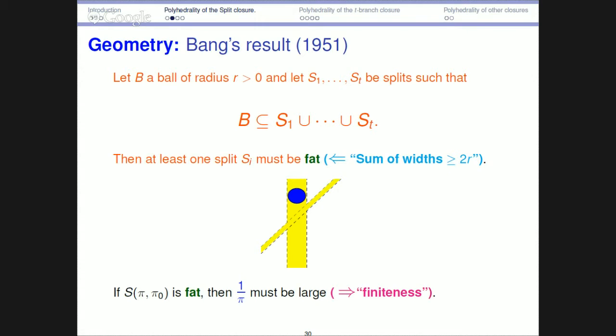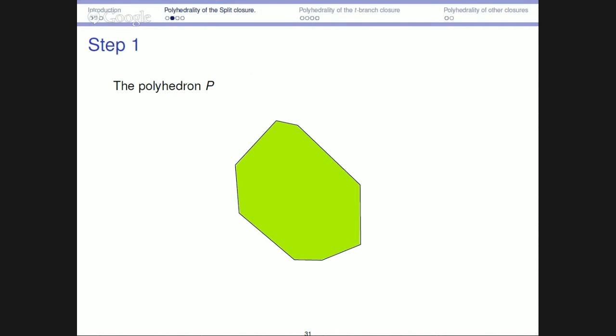What I wanted to say is that there are finitely many fat splits. You will have infinitely many thin split sets, because if you enlarge the number, these kinds of sets become thinner. But if it's fat, there are only finitely many possibilities. So this is important: if the ball is covered by the splits, at least one is fat, and there are finitely many fat split sets. So this is one result we will use, and the proof is as follows.